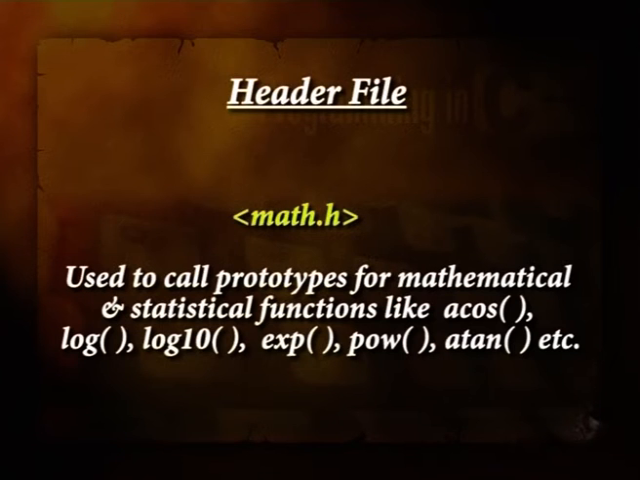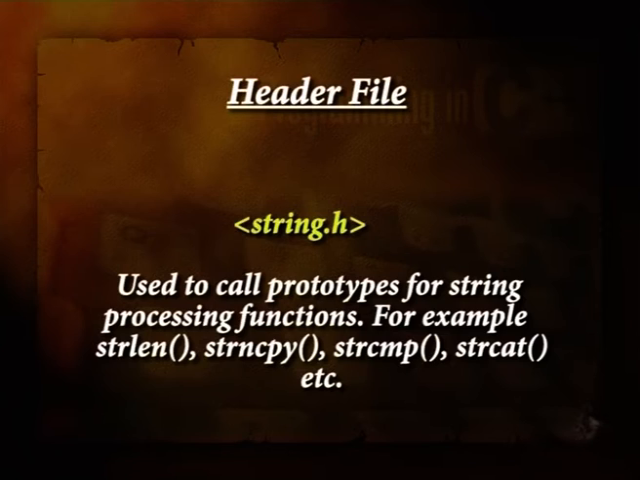In C++, it is very simple to find the length of a string, or even to copy, compare or concatenate two strings, without writing any complex algorithm for them. Simply use the string.h header file and call prototypes for string processing functions like string length, string copy, string compare, string concatenate, etc. There are a number of other header files and functions used by them in C++, but due to shortage of time and space they are not referred to here.